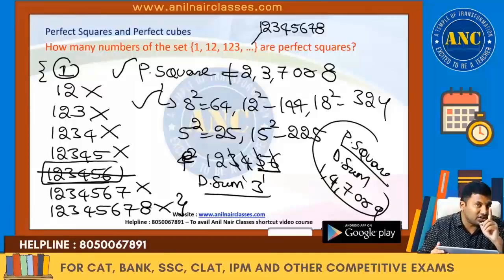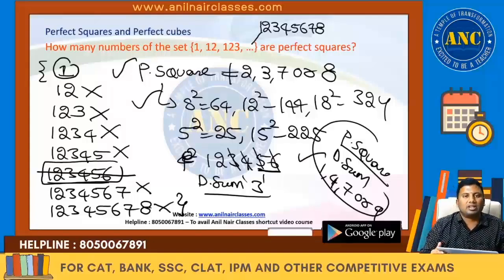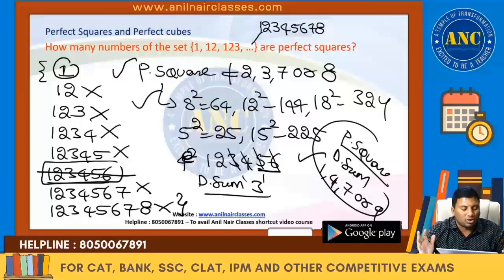Already we discussed one beautiful logic. A perfect square's tens place is an odd number only when the unit digit is 6. Only when the unit digit is 6, tens place is an odd number. This logic I used. A perfect square's digital sum is 1, 4, 7 or 9. I hope the second problem is also clear to you.